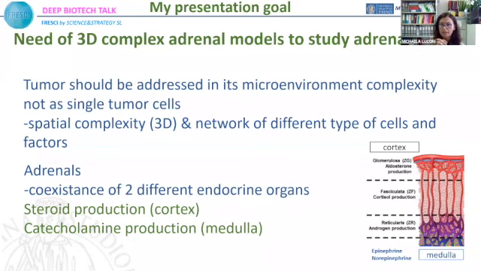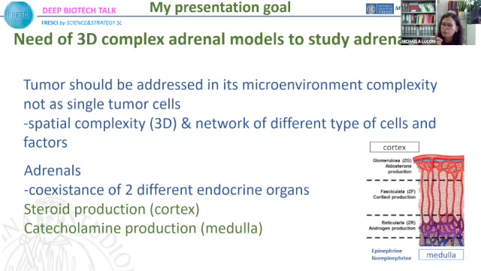And the goal of my talk is to convince you that in order to significantly step ahead, the research on adrenal cancer needs innovative, cutting edge in vitro 3D models, not only animal models and 2D models. And why? For two specific reasons in the adrenal.